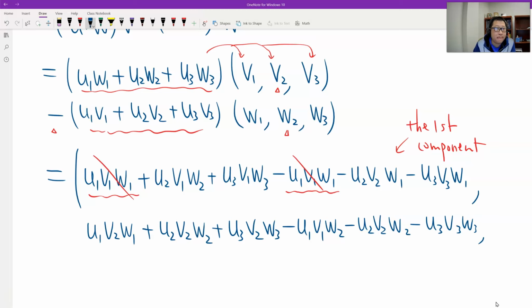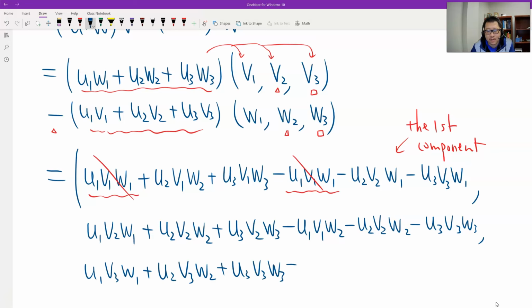And then the last component. Okay, you can copy the last component, where we need to use this one and this one, right? Therefore, it is U1, V3, W1, plus U2, V3, W2, plus U3, V3, W3, and then minus U1, V1, W3, minus U2, V2, W3, minus U3, V3, W3. Yes, finally we got it.